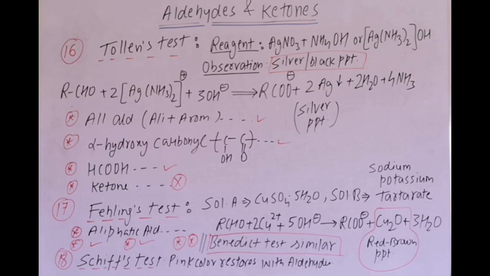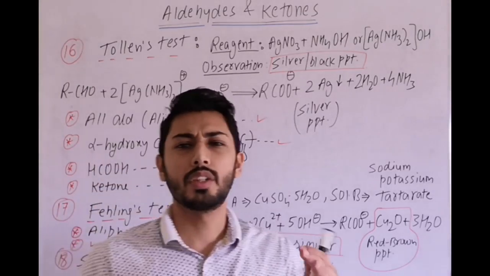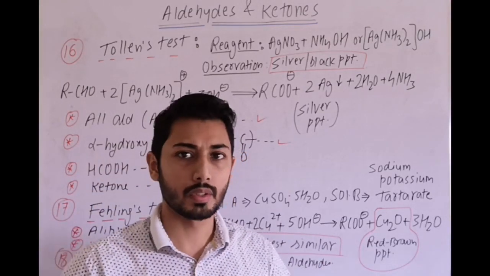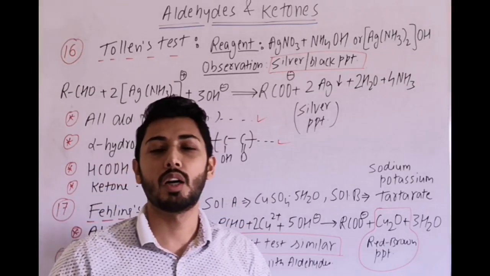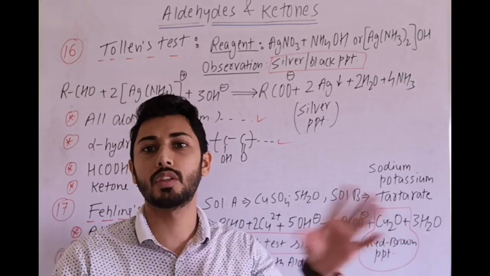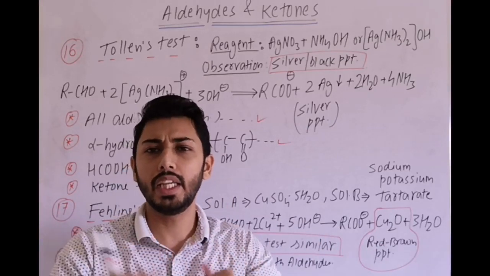Now next is a very important test, which is the Tollens reagent test. In NCERT you will get this in oxidation. These are mild oxidizing agents. Now, the Tollens reagent test is very important in terms of distinguishing, like how you can distinguish these two compounds, one aldehyde, one ketone given, or any other information is given.